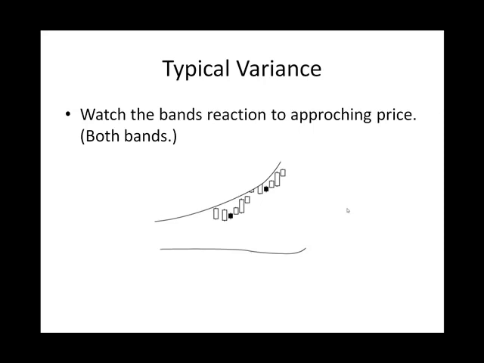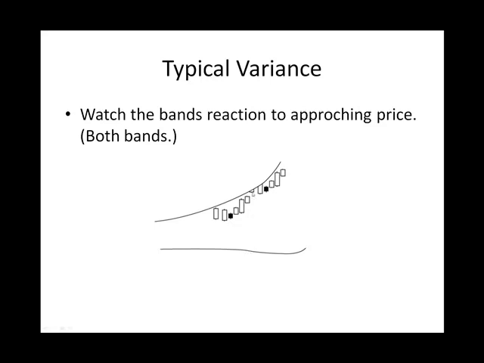Okay, here's a typical variance. Again, we want to watch both bands and the reaction to approaching price. Both bands. I show you this because this is what you're going to see a lot on a chart. You're going to see the bands more apart. You can see in the earlier stages of this development, the first 4 candlesticks, we had the upper band moving up with price, and the lower band was kind of flat. And around the 5th or 6th candlestick, you could see that the lower band began to move down.